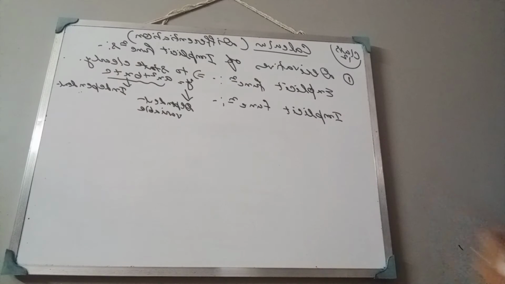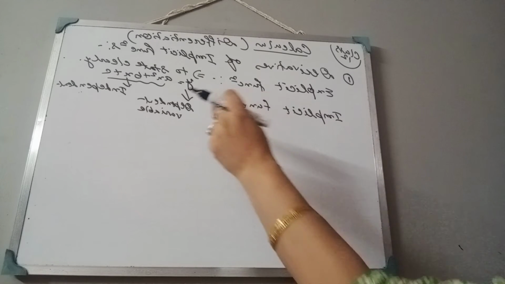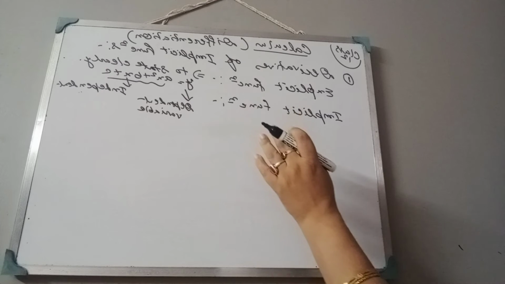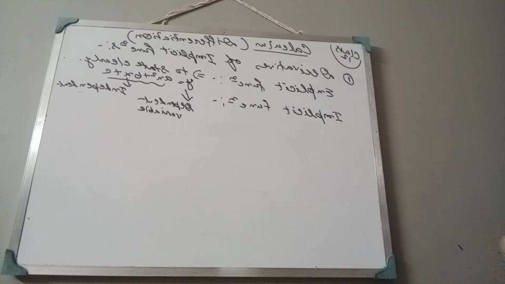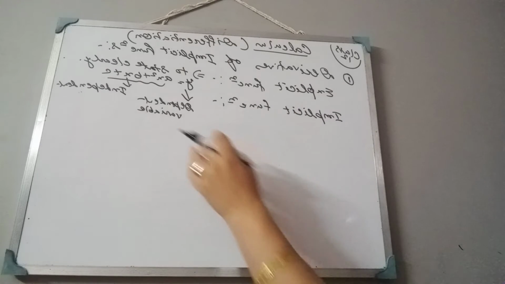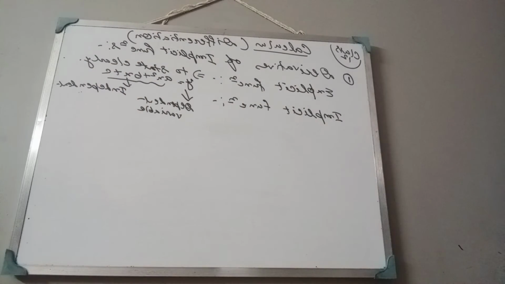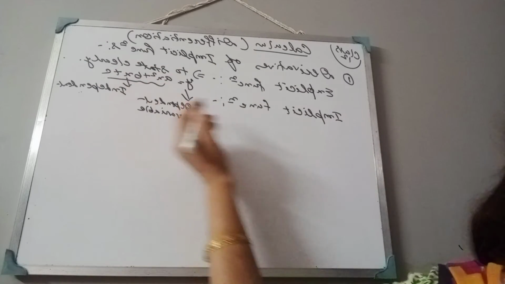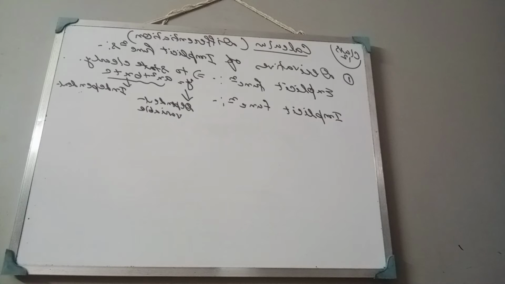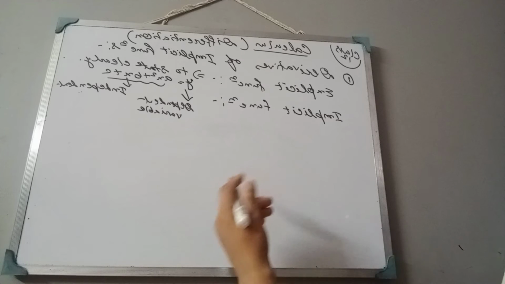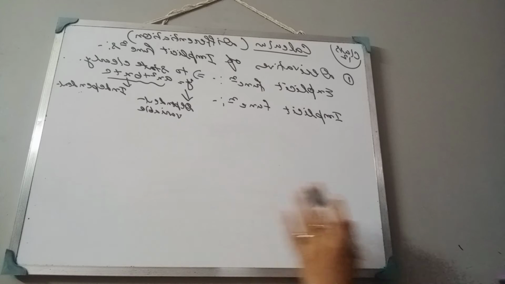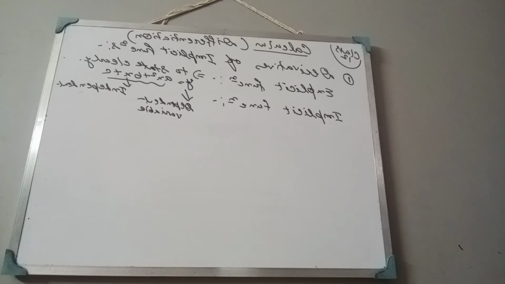So what did I say? It is a function in which the dependent variable is expressed in terms of some independent variable. So we can write this, or we can write y is equal to e to the power x plus 1, or y is equal to log x plus 1, or y equals log x plus e to the power x, whatever you want you can write. That is the explicit function.